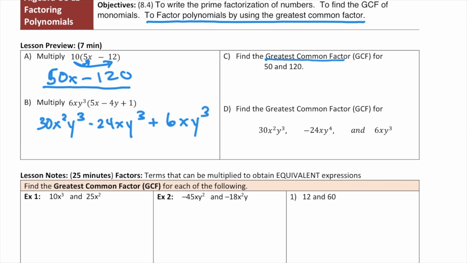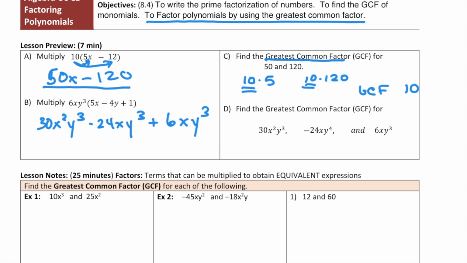What do 50 and 120 share? So the greatest number that goes into both is a 10, because we know 10 is a factor of 50. We know 10 is a factor of 120. So the GCF, or the greatest common factor, is what factor they have in common. So the GCF for question C is 10.